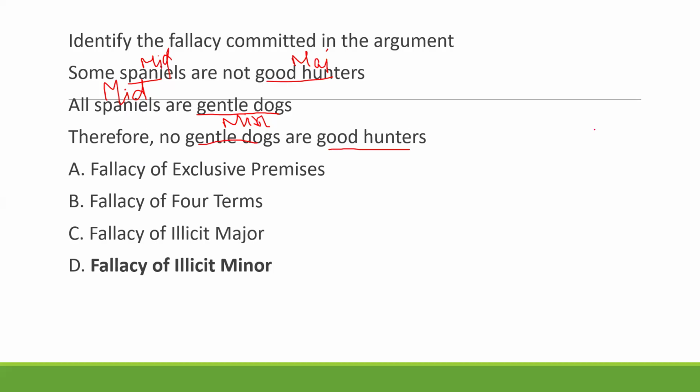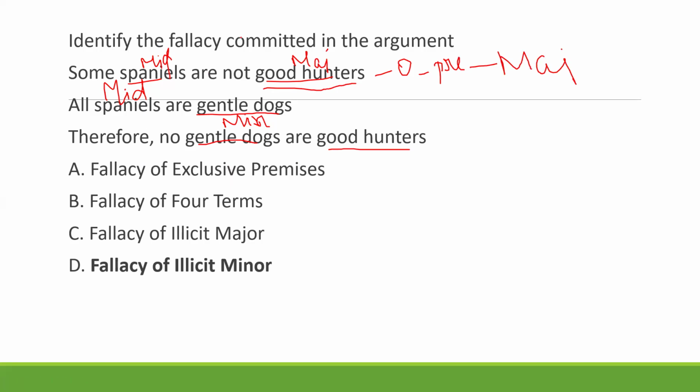Okay, now we can check. Some spaniels are not good hunters. That is called what type? O type. O type means predicate distributed. Predicate means what? Good hunters distributed. What is good hunters? Major term distributed.